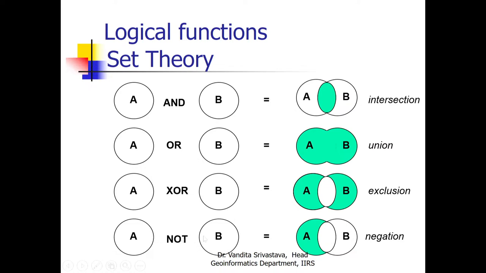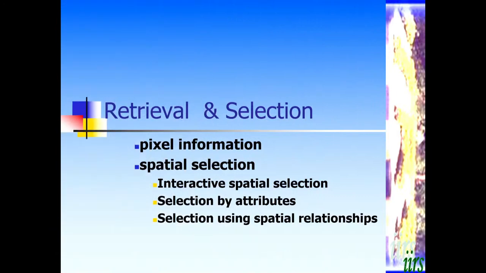When I combine A not B and B not A, then also I get A XOR B. So this is how I can derive XOR using AND, OR and NOT. So that is why we call this XOR operation a derivative operator. Fine. So these can be used a lot in GIS for carrying out analysis. I'll show you some examples of it.